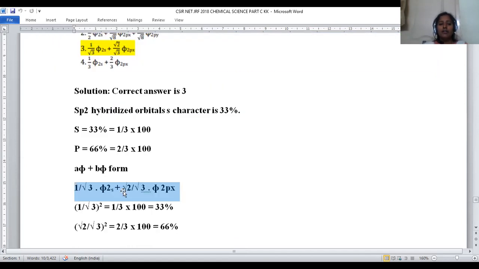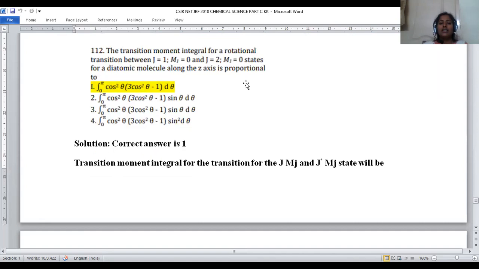Let us move on to question number 112. The transition moment integral for rotational transition between J equal to 1, mJ equal to 0 and J equal to 2, mJ equal to 0 states for a diatomic molecule along the z-axis is proportional to what? Okay, so for the transition moment integral for the rotational transition, these integer values are provided to us. We have to predict it for the diatomic molecule in the z direction.